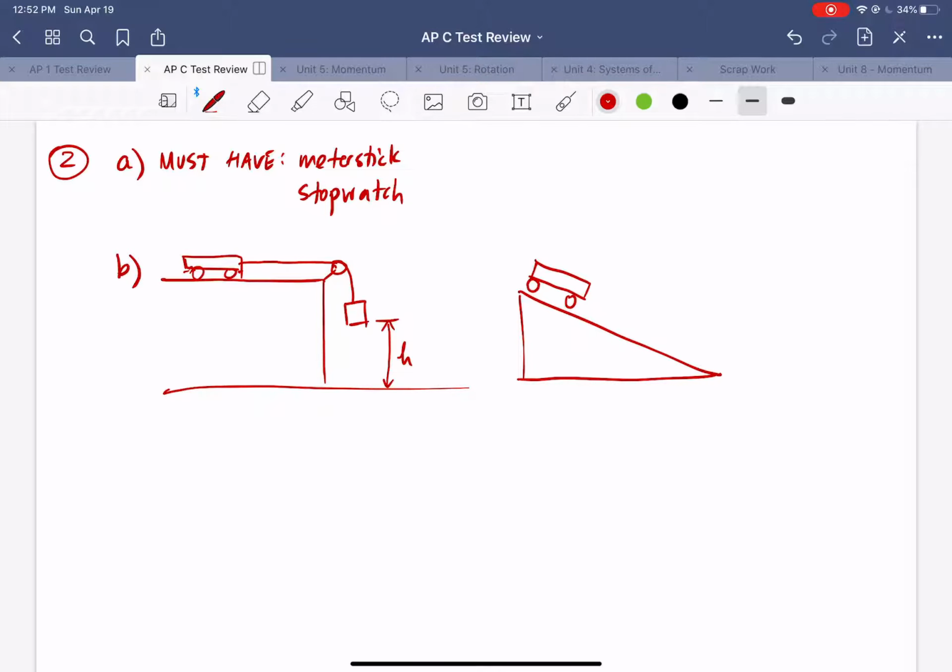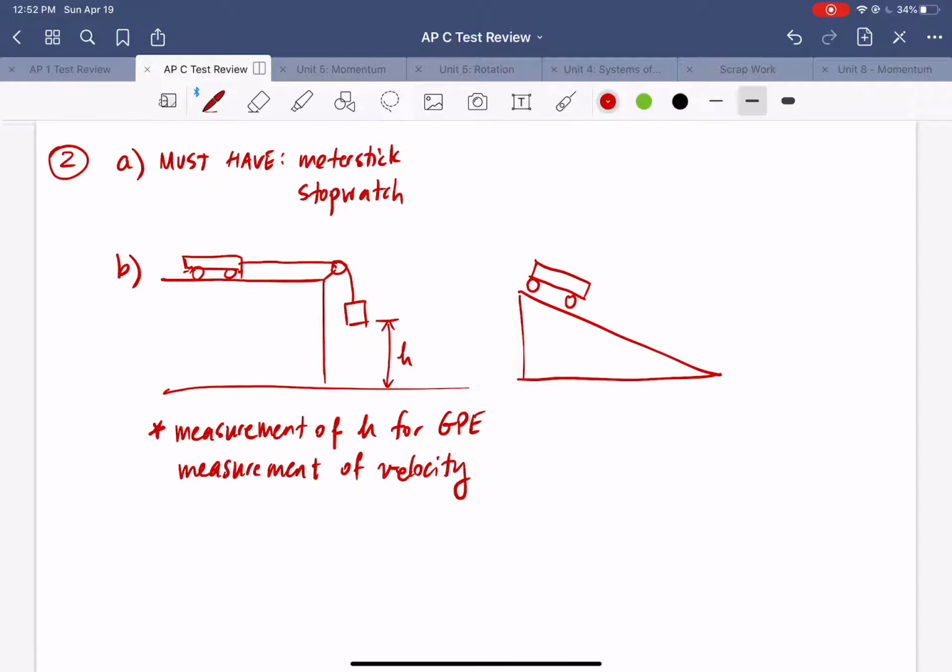All right. So some of the key things they're looking for here: you have to have something in your procedure that mentions a measurement of height in order to determine gravitational potential energy, and you have to describe some measurement of velocity. And then your diagram, since there was a diagram required for this, should show any measurements of height or distance that will be required.